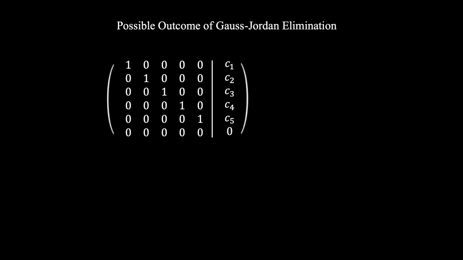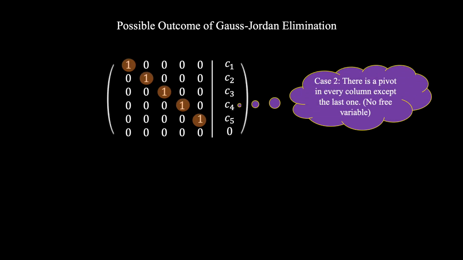Rule two, if there is a pivot in each column except the last column in the final augmented matrix, the linear system has a unique solution. There is no free variable in this case, and the solution set can be simply written as a constant vector.